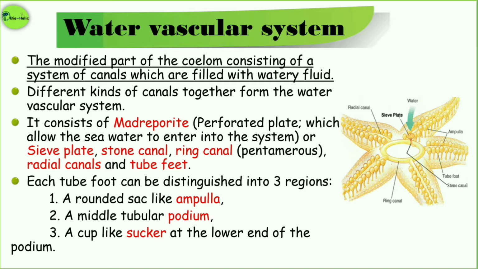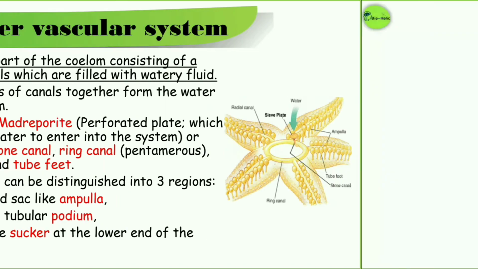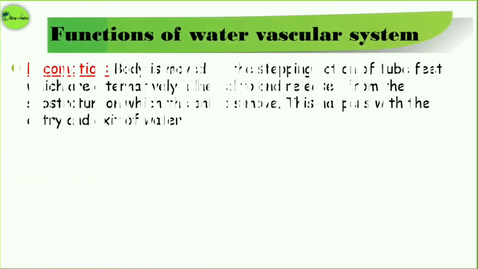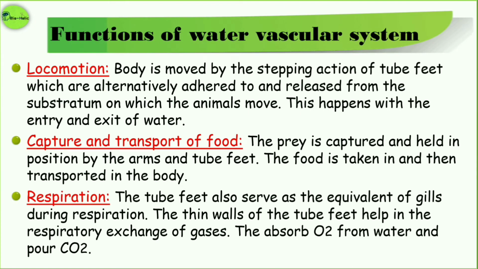And also this vascular system consists of the stone canal, ring canal, radial canals and tube feet. And each tube foot can be distinguished into 3 regions: the rounded sac-like ampulla, the middle tubular podium, and a cup-like sucker at the end of the podium. And now the functions of this water vascular system.